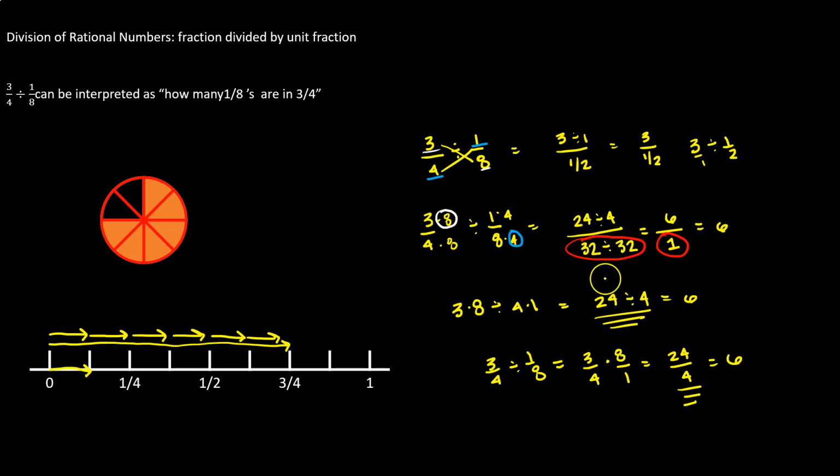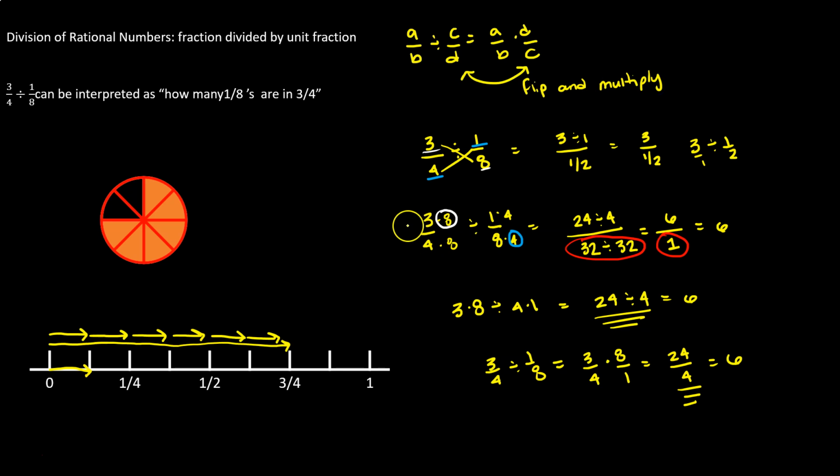So if you've ever wondered why A over B divided by C over D equals A over B times D over C, the whole flip and multiply, well, now you know. It comes from an idea of trying to obtain a common denominator and then dividing across the top, dividing across the bottom, and noticing the pattern that happens.